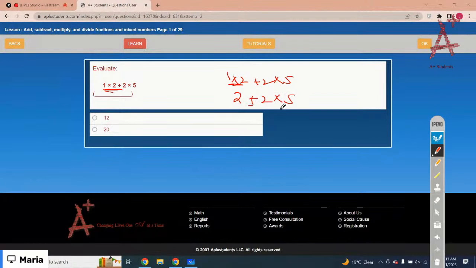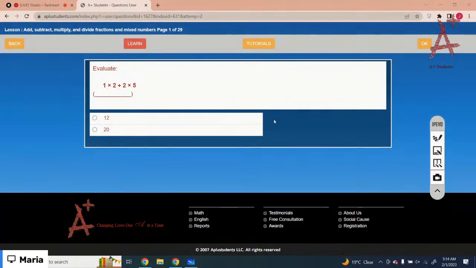Now you're left with addition and multiplication. Multiplication has the higher priority. Got it? So you have to do multiplication first. It would be 2 plus 5 times 2, which is 10. Got it? So now you have to do 2 plus 10. 2 plus 10 equals 12. So the correct option is 12. Got it? So just select the correct option, then click on the OK button. The correct option is 12.